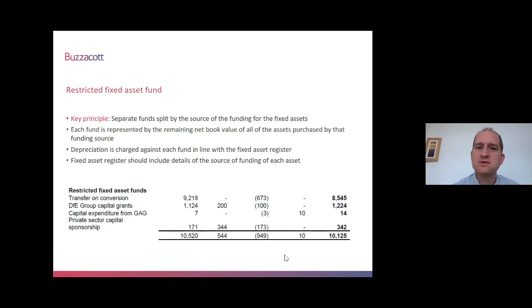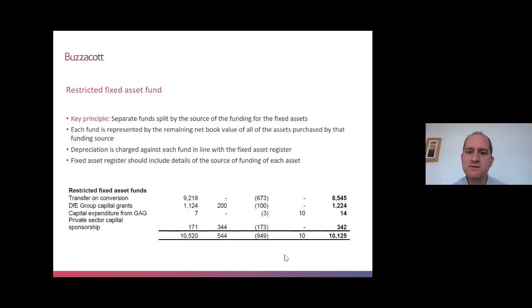And the same is true actually with the restricted general funds. So the principle here is that we're splitting the fixed assets that you're holding, so all the buildings and computers and other assets, by the source of funding. So if we've, for example, purchased some computers out of GAG funding, we will be separately accounting for those within this GAG fixed asset fund as a subcategory.